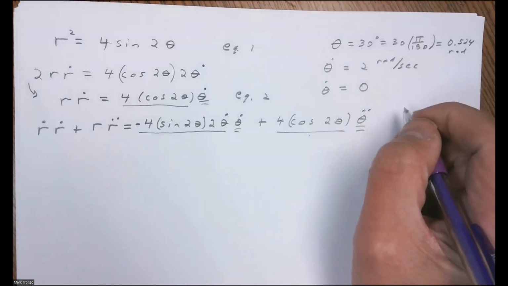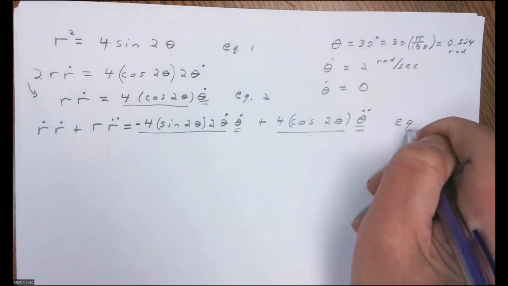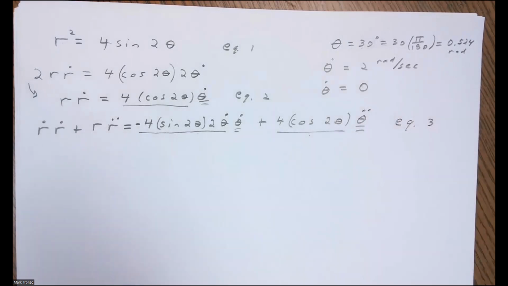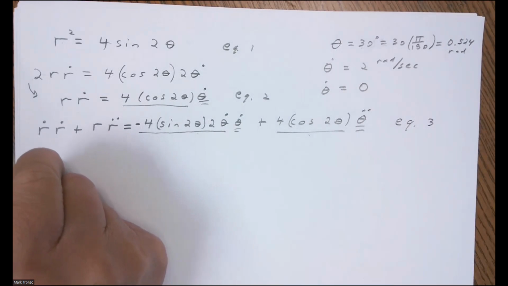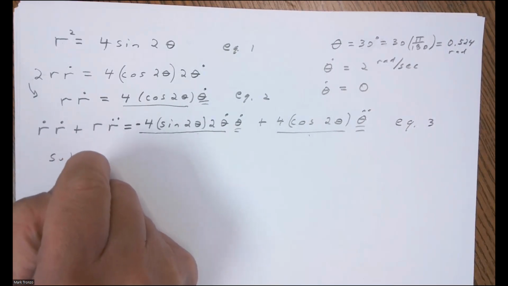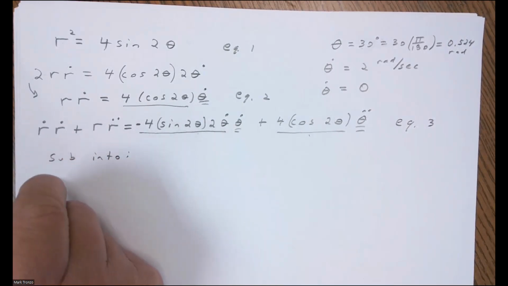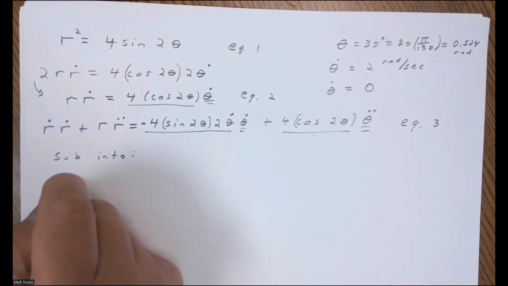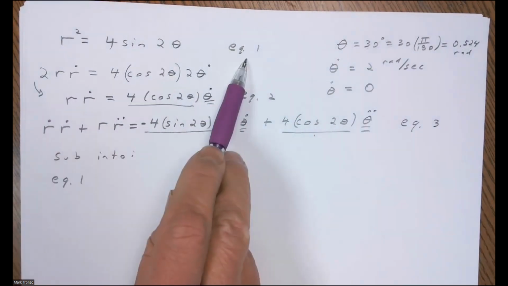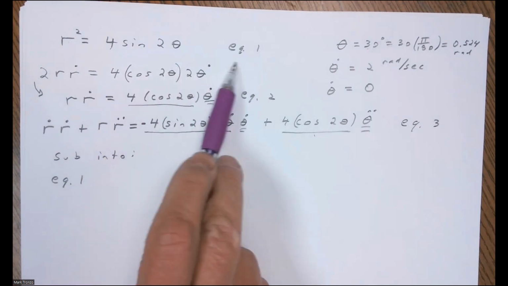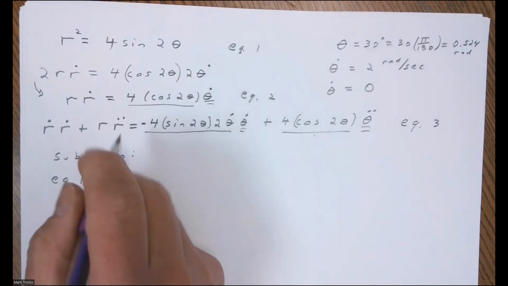And so let me just give this one a name, call this equation 3. So now we can start substituting. Substitute into, let's say, equation 1. So we're going to put our values into our equation 1 here, and that's going to eventually give us r.